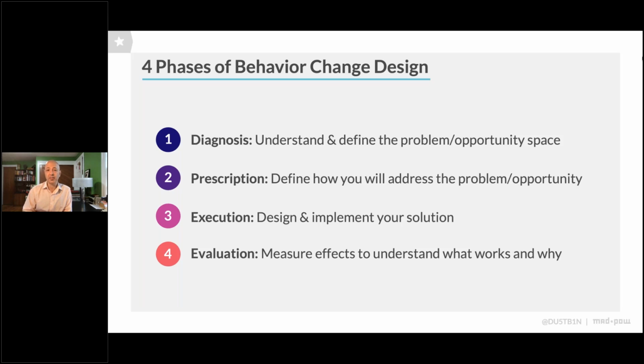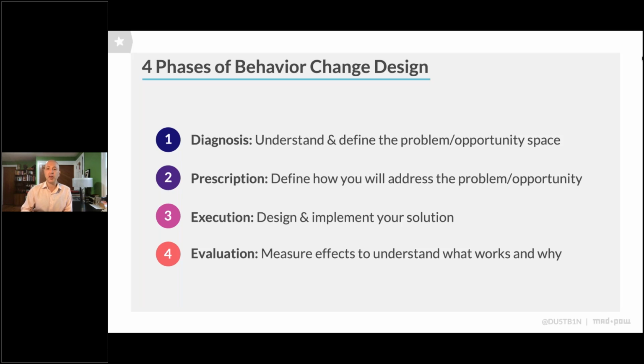When we know that, we can start to prescribe a solution, right? How do we address that problem? What kinds of interventions might we deploy? What kinds of behavior change techniques might we use? When we've got that defined, we think specifically about what messages, materials, features, functions, detailed design and content we use to deploy those different behavior change techniques.